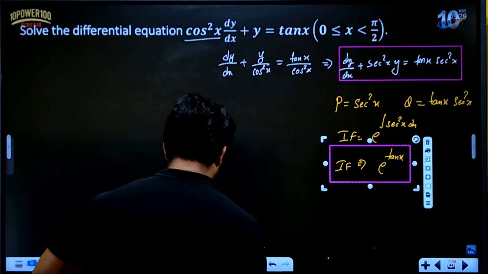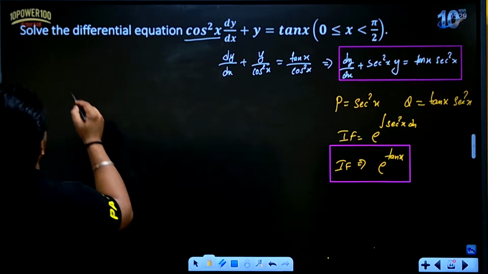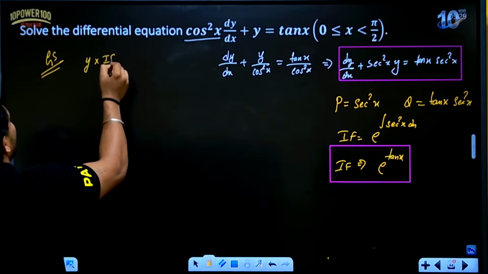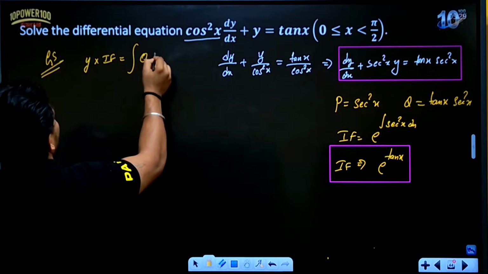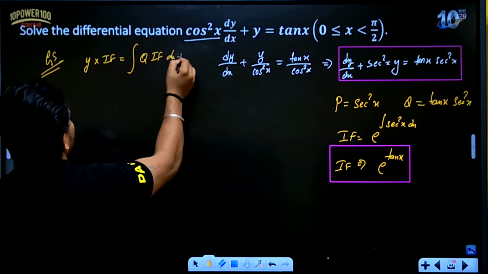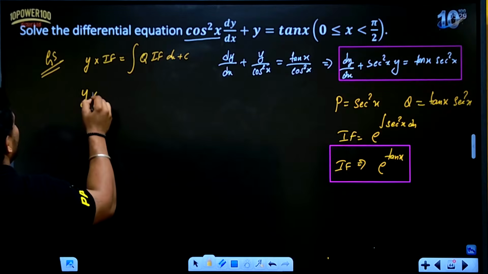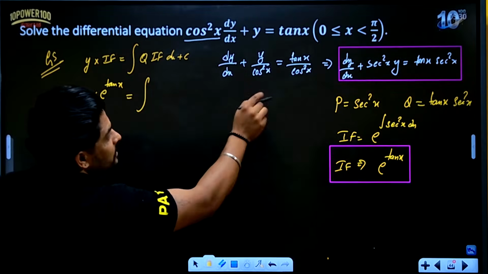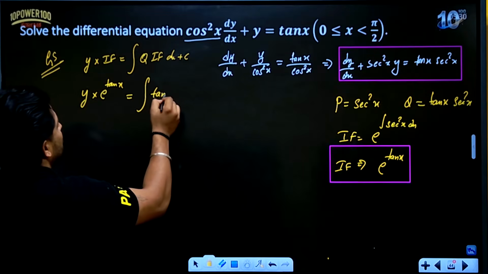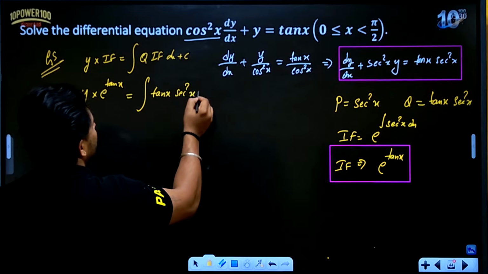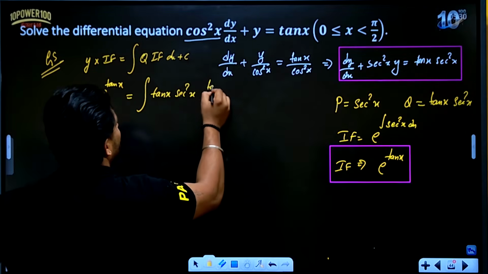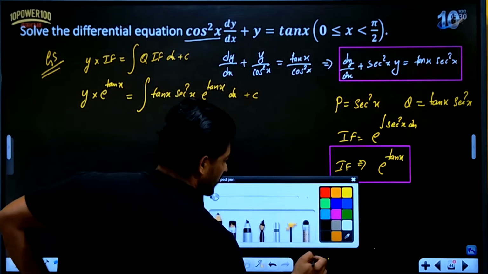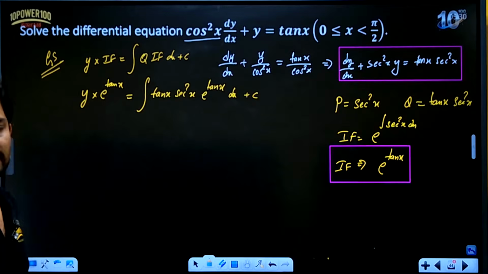Okay, so now what happens, general solution, right? So general solution is y into integrating factor is equal to integration of q into integrating factor dx plus c. So y into e to the power tan x is equal to, q is tan x into secant square x into e to the power tan x dx plus c. Okay, here you may get a little confused. Okay, so how to solve this further, don't worry about it.